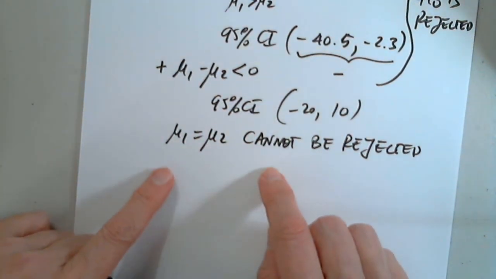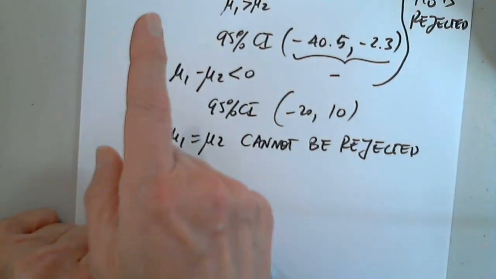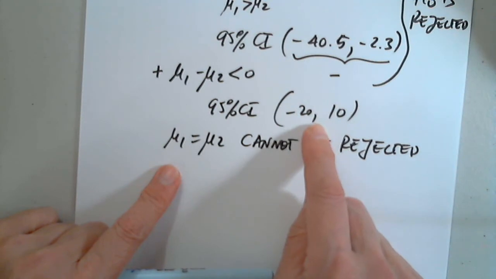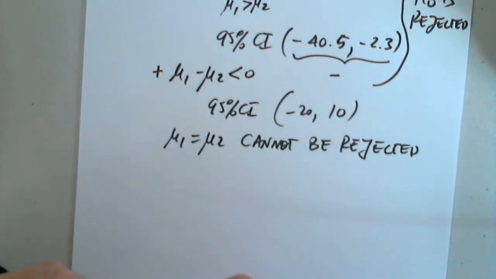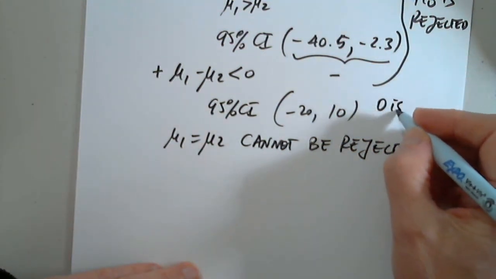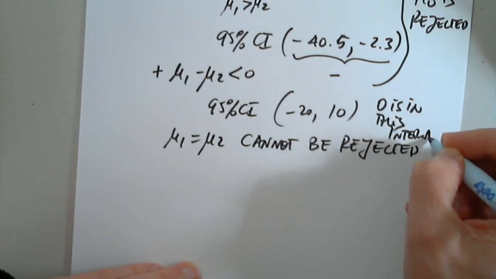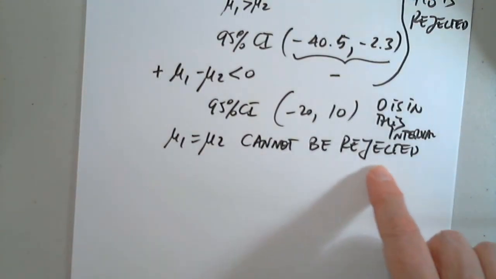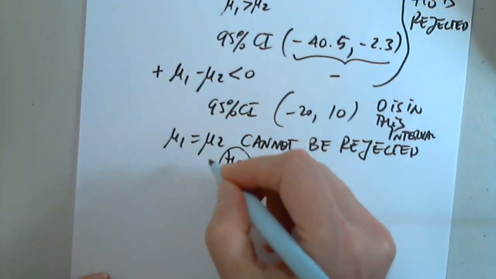But here I cannot tell you to reject that mu1 equals mu2. Why? Because 0 is in the interval. So I don't know which one is bigger, or maybe neither. The conclusion is that H naught cannot be rejected.